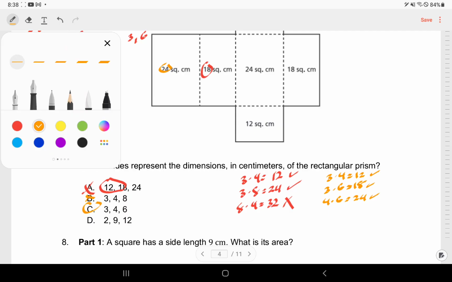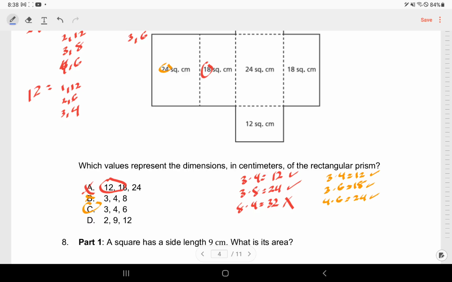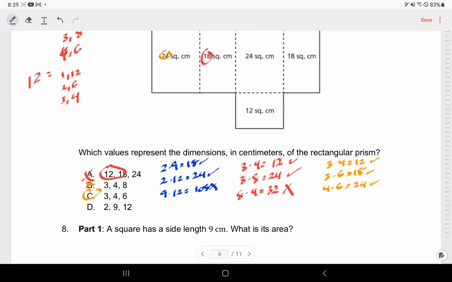And if I check my last one, 2 times 9 is 18. Good. 2 times 12 is 24. Good. 9 times 12 is 108. And that's bad, because that's not any of the ones there.